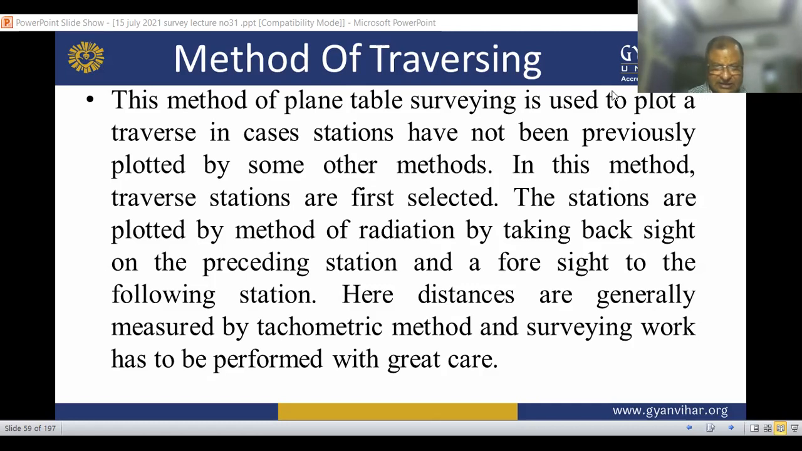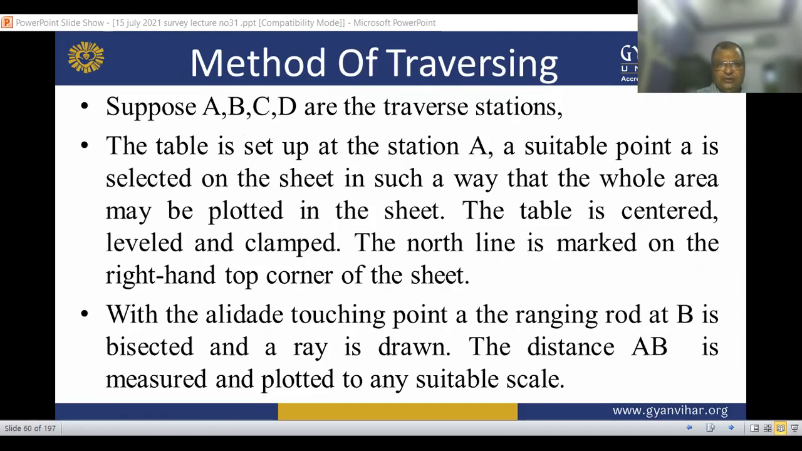The distances are generally measured by tacheometer, the tacheometric method, and the surveying work has to be performed with great care. Suppose A, B, C, D are traverse stations. The table is set up at station A and a suitable point a is selected on the sheet in such a way that the whole area may be plotted on the sheet.